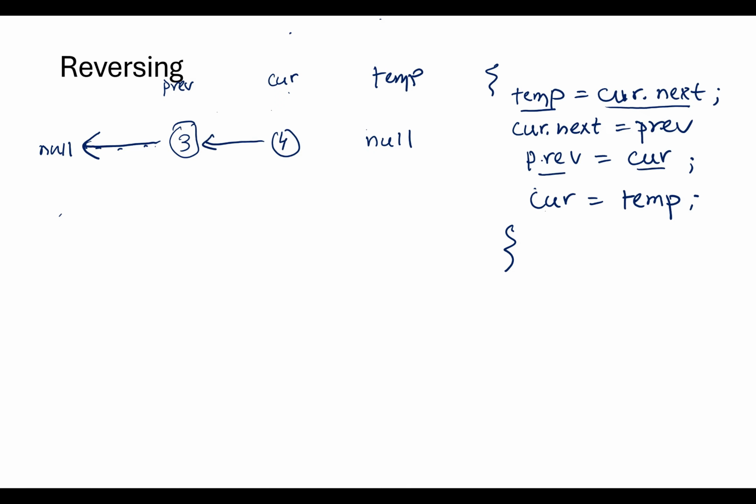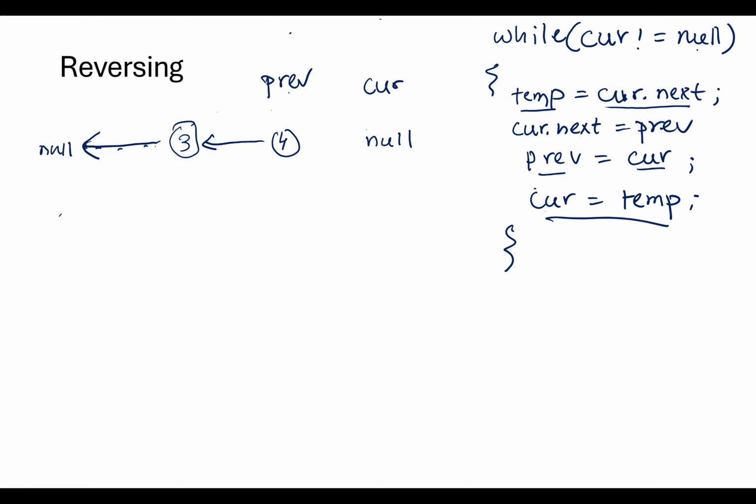Okay, the current becomes the previous, so this one becomes the new previous, and the temp becomes the new current, right? Okay, but I'm already done, so I will run this while current not equals to null. Once I'm done, this is now the head of the new list, right? The previous, so I return previous.